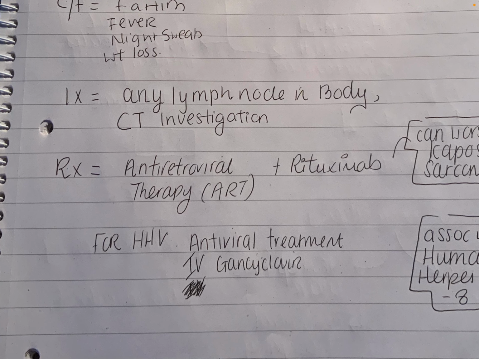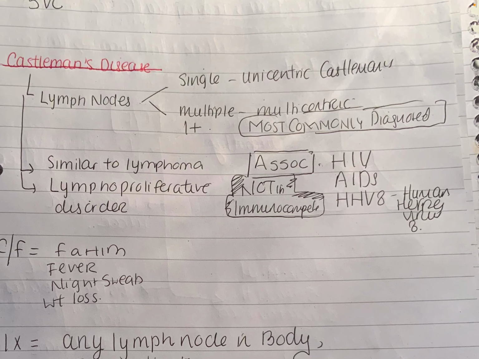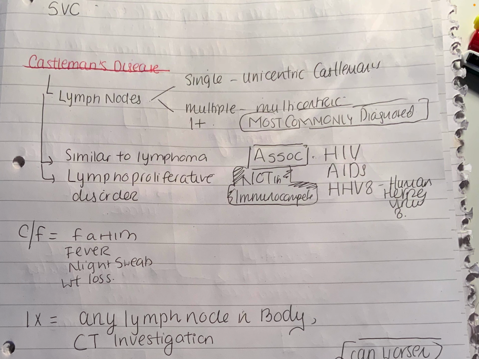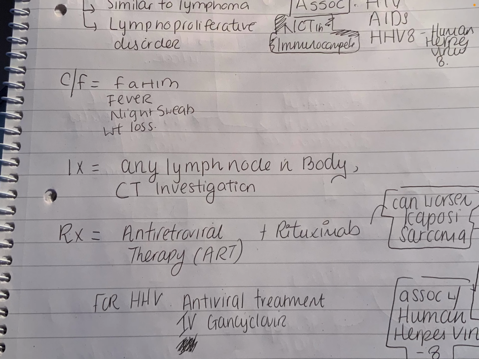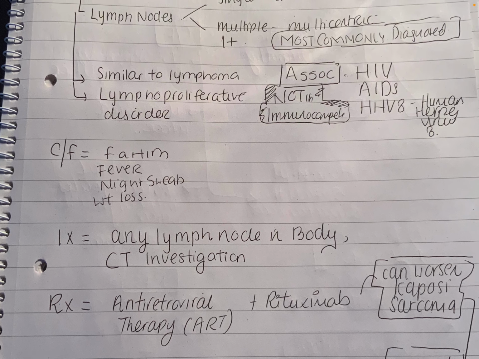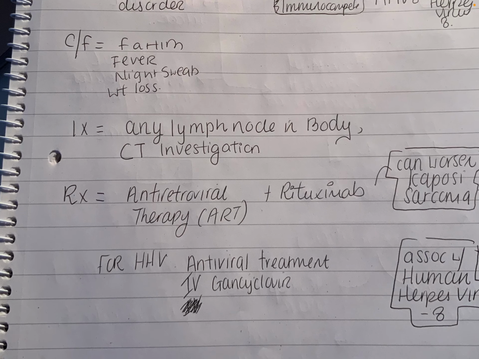Investigations, you would do a CT, but often you might not be able to pick it up if it's unicentric, which is a single. Therefore, that's why in Castleman's disease it's often lymphoproliferative. Lymph nodes proliferating, lymph nodes becoming abnormal, lymph nodes transforming. Any lymph node in the body can be affected. If multiple lymph nodes are infected, multicentric type, then it's going to be more commonly diagnosed.